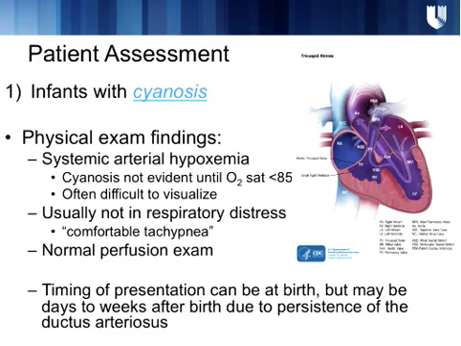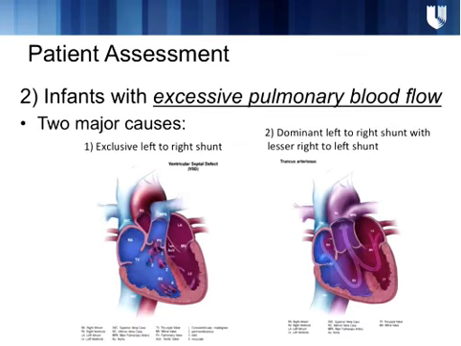They usually have a normal perfusion exam as there is no obstruction to blood flow to their body. The timing of presentation for these infants can be at birth. However, this may be days to weeks after birth if the ductus arteriosus stays patent. The next major category of congenital heart disease is infants with excessive pulmonary blood flow.